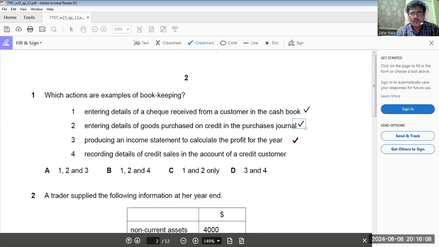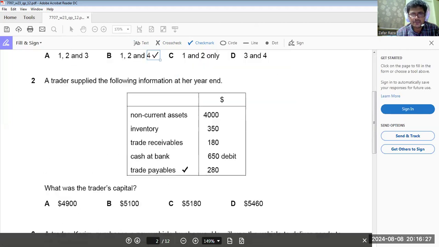Yes. Entering details of goods purchased on credit in the purchase journal. Yes. Producing an income statement to calculate the profit is not the job of bookkeeping. This is the work of accounting. And what about the next? Recording details of credit sales in the account of a credit customer. Yes, this is also the work of a bookkeeper. So it means B option should be the answer. 1, 2, and 4 are correct statements.